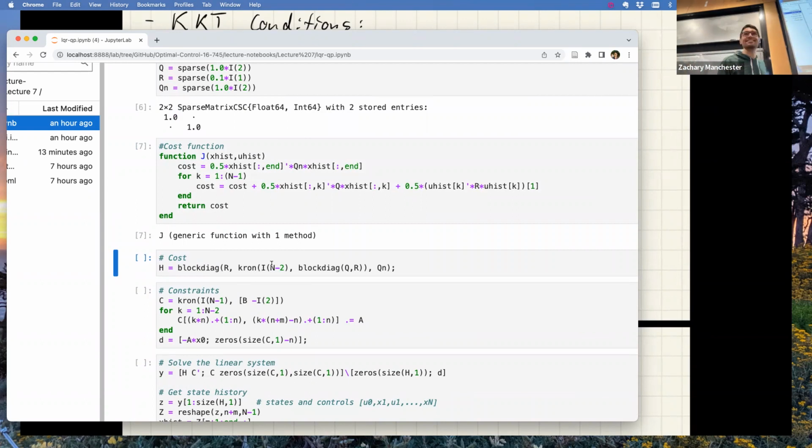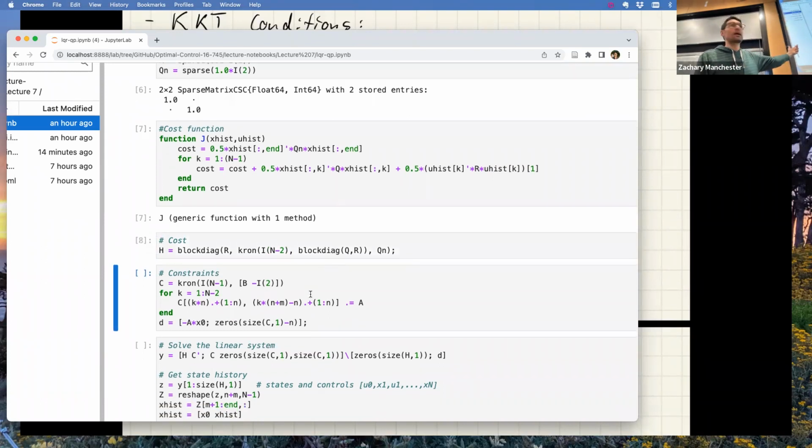It's fun. I'm into these things. I use them a lot. But this is kind of obvious what I'm doing, right? I'm just block diagonalizing this bunch of QR stuff. Cool. Here's that dynamics constraint thing.